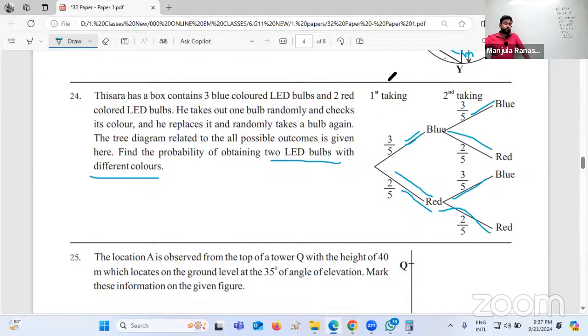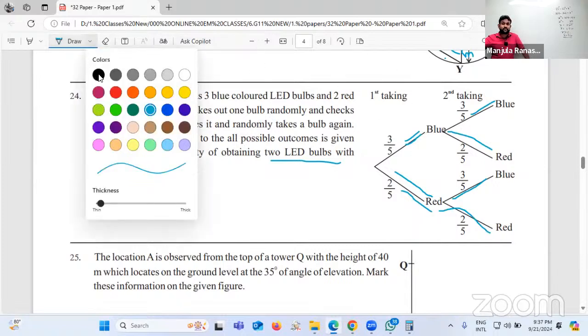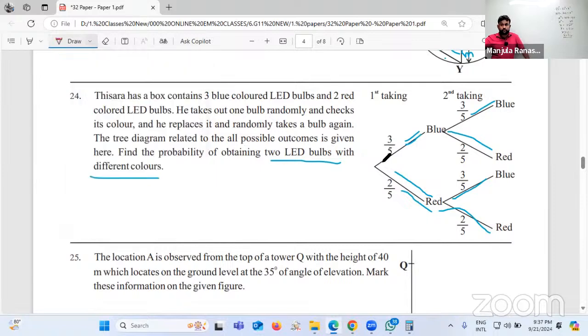So out of those 4 paths, different colors deal with each path. See, the first one is blue, then the second one shall be red. What is the probability of first one blue and second one red? These are 2 independent events, so to find the probability you can multiply the probabilities together. The first one blue is 3/5, the second one red is 2/5. Just multiply and take the probability of that branch.